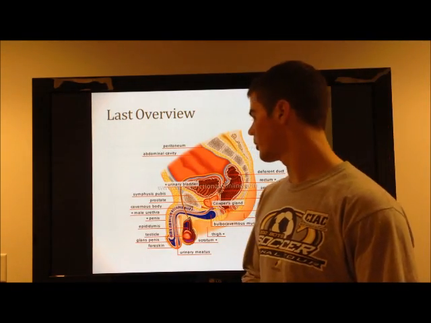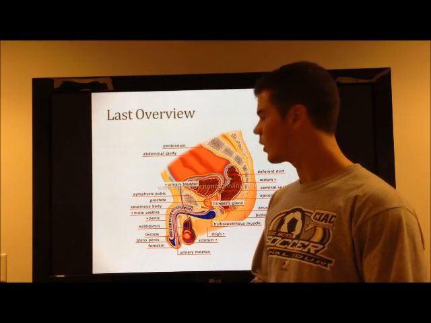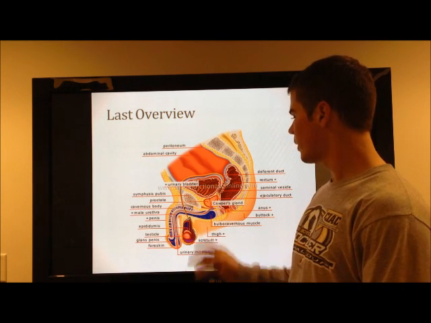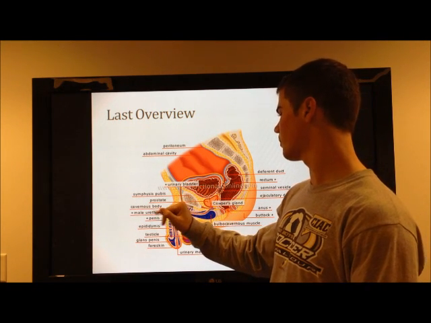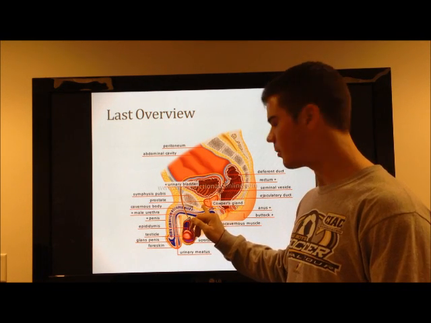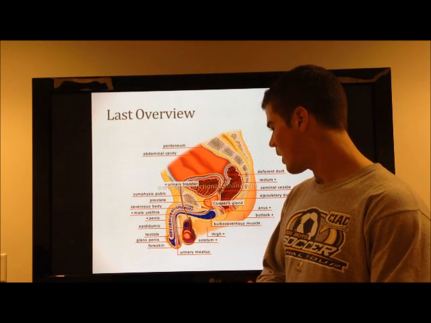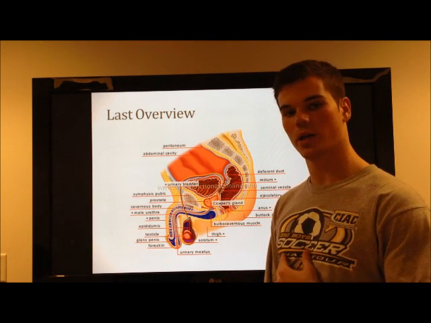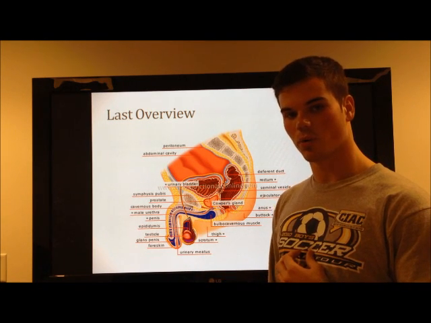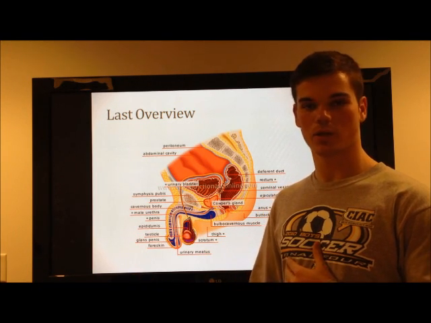So on this slide here, we're just going to do a quick last overview of what we talked about and some of the functions. So starting with the prostate gland, we talked about the prostate gland and how it is involved in adding that alkaline fluid, which is important in acting against the vaginal fluid.